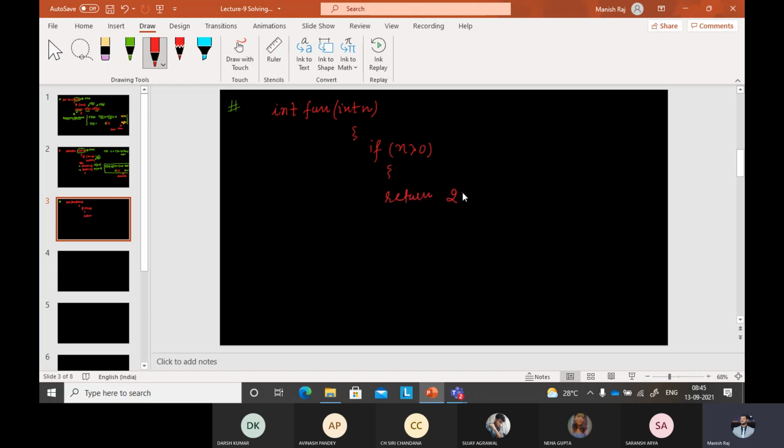return 2 multiply f(n by 2) plus 1. Okay, some plus 1 I am writing here, and else the condition is not true, then return 1. So this is your code. Now I am asking you, what should be the recursion relation for this? Just try to find out. Come on, take 1 minute and write the answer.